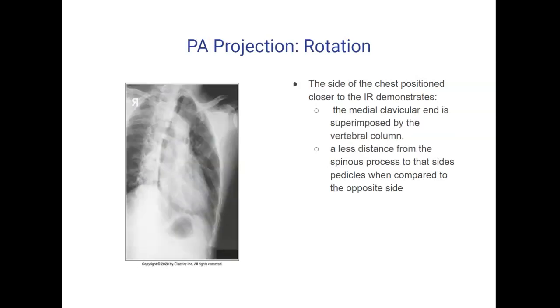In a PA projection, rotation is demonstrated when the side of the chest closer to the IR demonstrates the medial clavicular end that is superimposed by the vertebral column and demonstrates less distance from the spinous processes to that side's pedicles when compared to the opposite side. Again, look at those sternoclavicular ends and see if they're in alignment with your vertebral column.